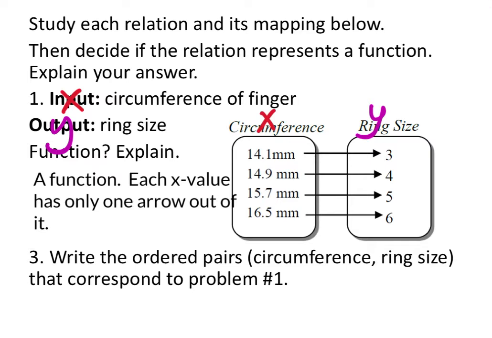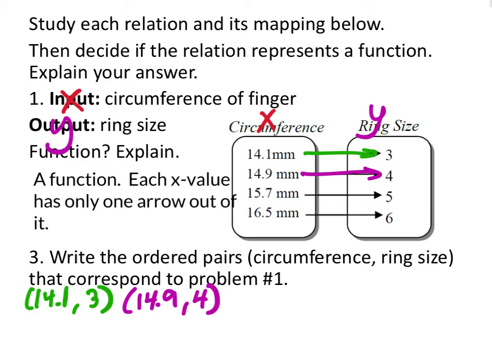Now it wants us to write the ordered pairs, so we need to look at the arrows and determine what is pointing at what. To start out here, we've got 14.1 millimeters, and this arrow is pointing to 3, which gives us an ordered pair of 14.1, comma 3. So that's an ordered pair that we could put on a graph right there. And then the next one here, 14.9 millimeters and size 4 ring.